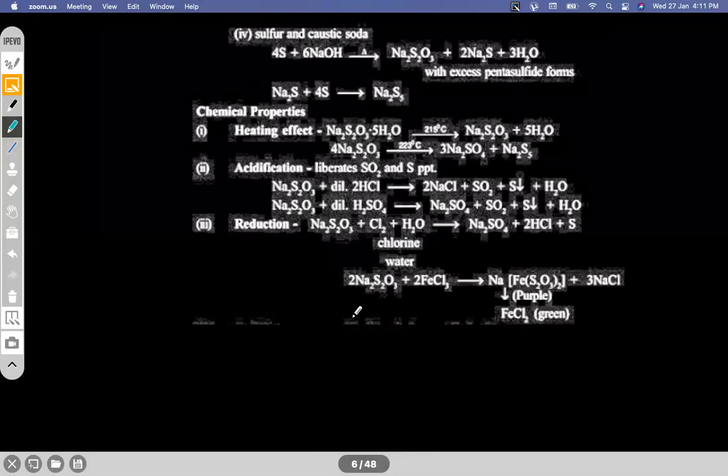Another method also we have, but not that important: sulfur with NaOH forms this. Na2S, sodium sulfide, with sulfur forms Na2S5, pentasulfide. Heating effects, this reaction is important.